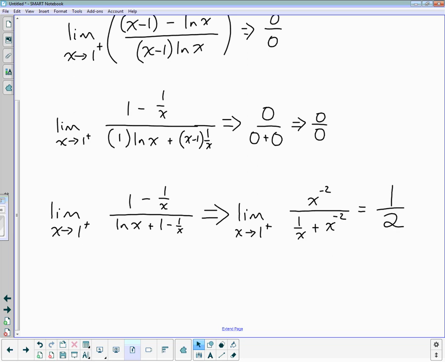Okay. So, we see how this works? Sometimes it takes a little bit of rearranging to do it, but it's not the end of the world. And in fact, they're kind of fun.